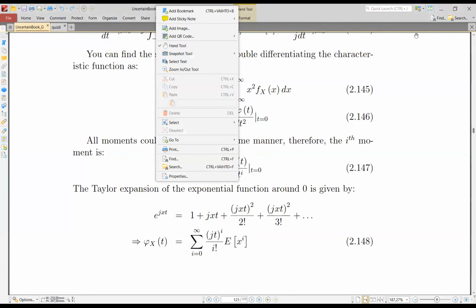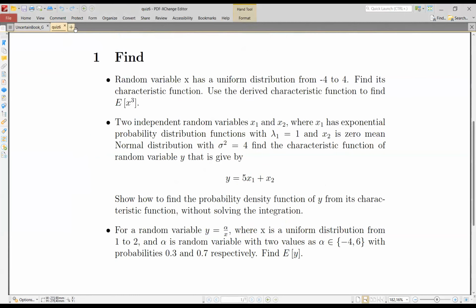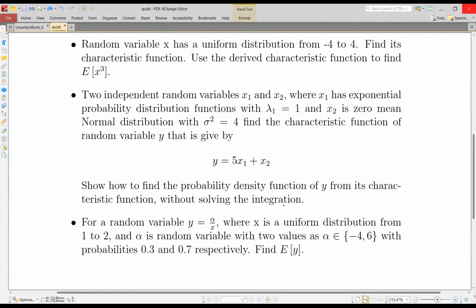So we should always remember and know how to make these calculations. Okay, so if we go back to the quiz now. This is the first part of the quiz. The second part, they say that two independent random variables, x1 and x2, where x1 has exponential probability distribution with lambda 1 equal to 1, and x2 is zero mean normal distribution with sigma square equal to 4. Find the characteristic function of random variable y, where y is given as 5x1 plus x2.